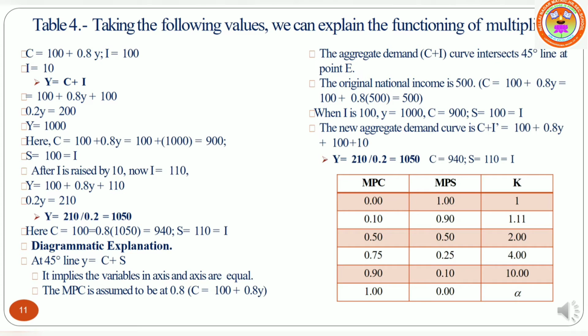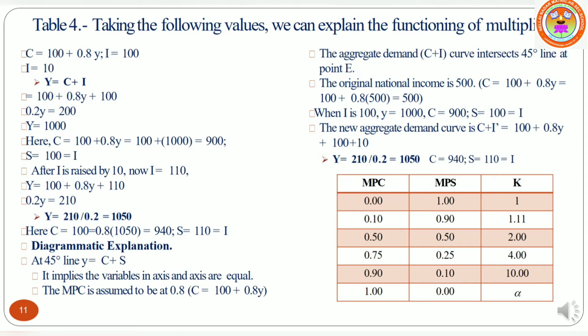Here C equals 100 plus 0.8y, which is 100 plus 0.8 times 1000. Y is 1000. So 100 plus 800 equals 900. How much did they save? Out of 1000 minus 900, we get 100.